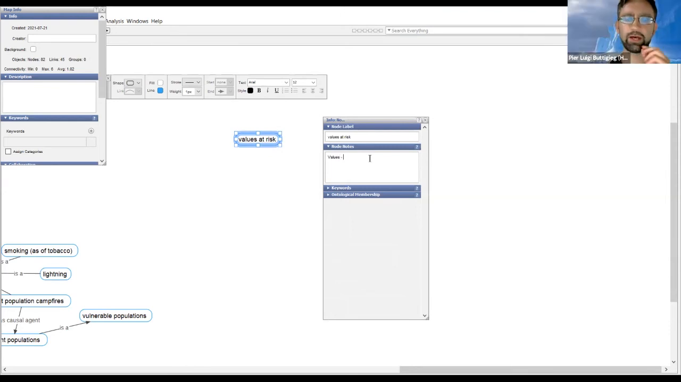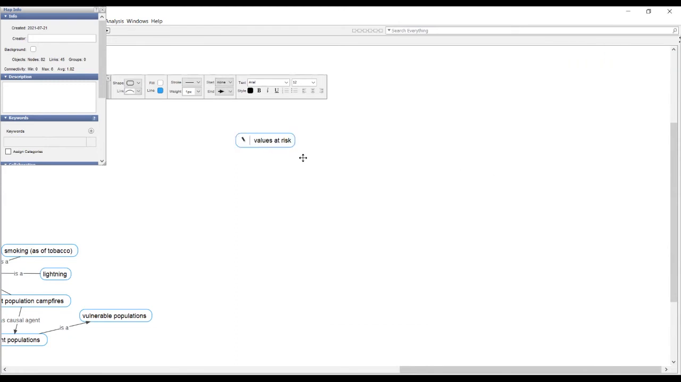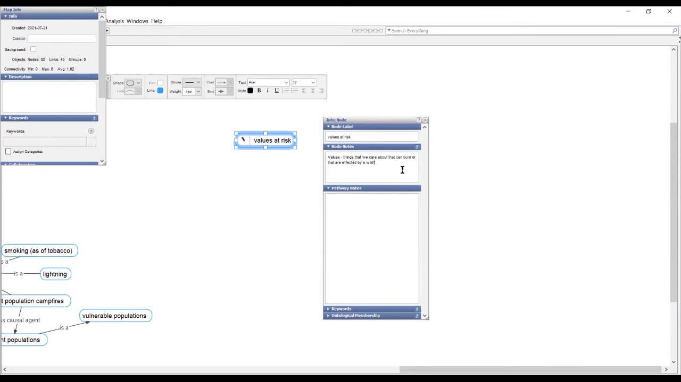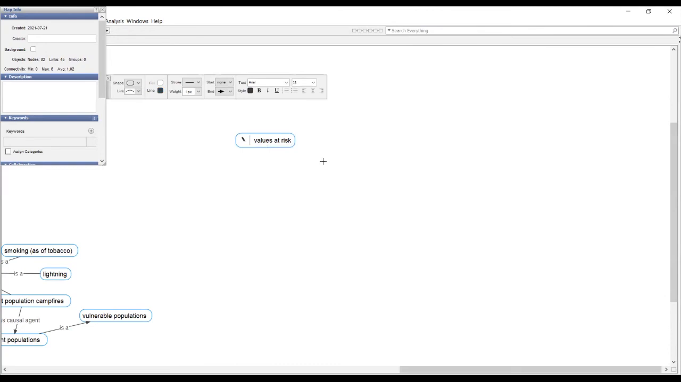Okay. Just before we do that, when we say values, that's shorthand for the things that are valued. Is that correct? Yeah, things we care about. Okay, that's exactly what I mean. Things that we care about that can burn, basically. And it could be other things that may not burn, like a watershed. I mean, the watershed might burn, but it'll affect the water quality. So okay, or that are affected by. And in fact, I think watershed should be one of your values at risk, because that obviously is an important deal around here these days.